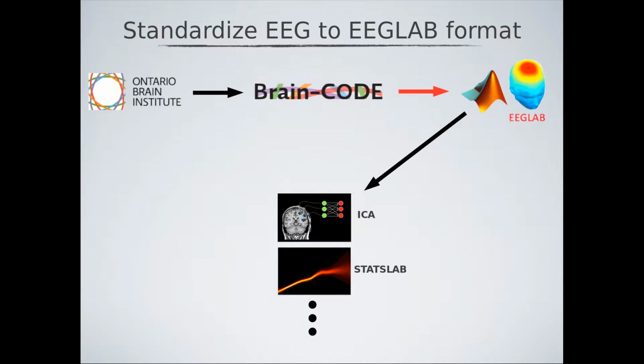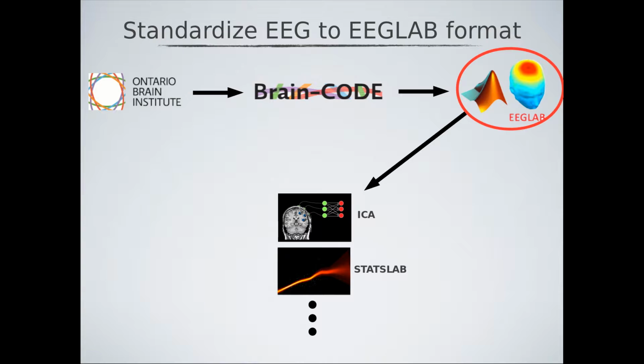So the goal is to take that data and to put it into some kind of common format, in this case MATLAB or EEGLAB format. Following that standardization procedure, the data should be in a state where we can pipe it to any number of downstream processing efforts like ICA or powerful statistics programs like StatsLab, which I also wrote and you can find on YouTube and on GitHub.